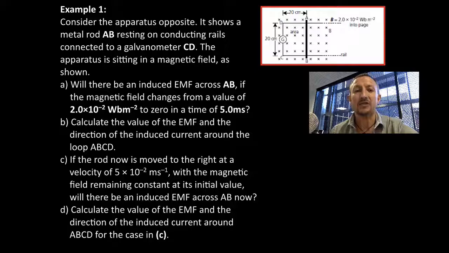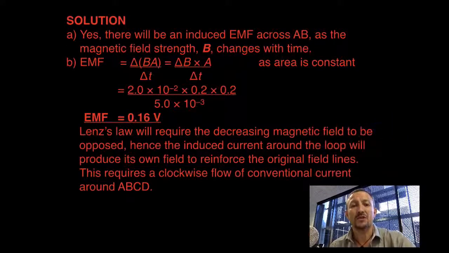So will there be an induced electromotive force across AB if the magnetic field changes from the value of 2 to 0 in the time of 5 milliseconds? Well, the answer to this obviously is yes, because what have we got? We've got a change in magnetic flux. And Faraday stated, yes, we've got a change in magnetic flux. Because we've got a change in magnetic flux, that's delta psi over delta t. So yes, there will be an induced EMF across AB as the magnetic field strength B is changing with time.